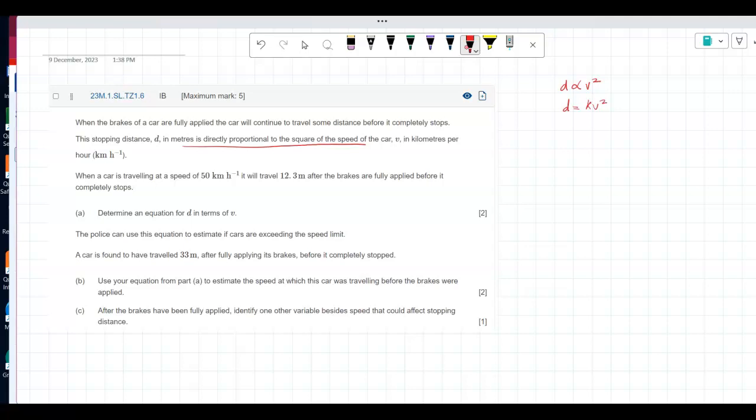When the car is traveling at 50 kilometers per hour, so when the velocity is 50 kilometers per hour, the distance it travels is 12.3 meters after the brakes are fully applied, before it completely stops. So you substitute this value and get the value of k. 12.3 equals k into 50 squared. So k is equal to what? 12.3 upon 50 squared. Do that on your calculator.